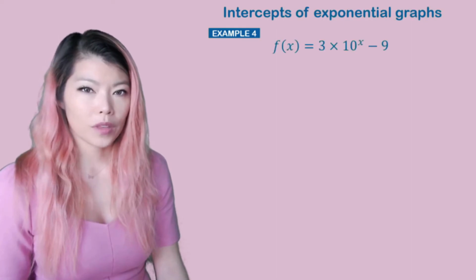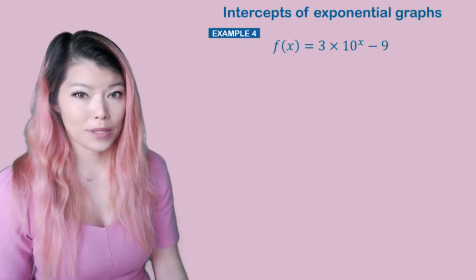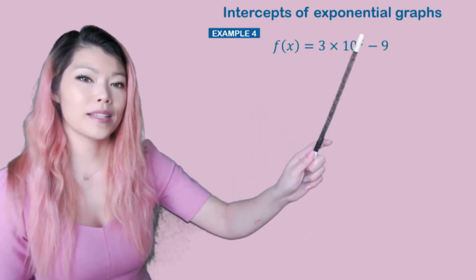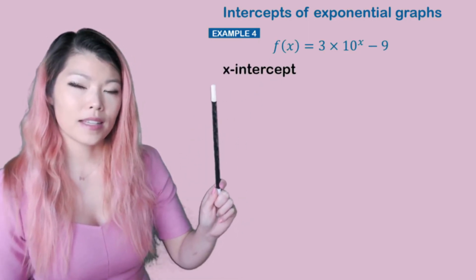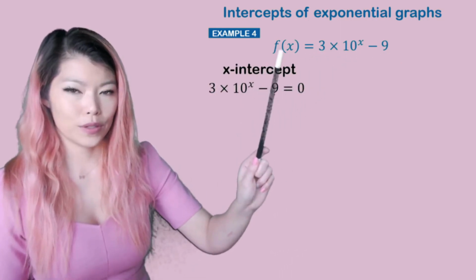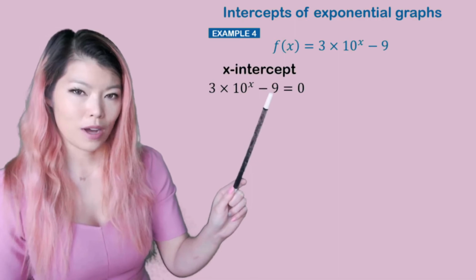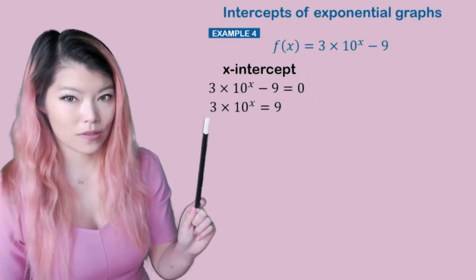Example 4. Knowing this skill, we can use it to find intercepts of our exponential graphs. So here we have y equals 3 times 10 to the x minus 9, or f of x. So for the x-intercept, we know we have to let y equal 0. So let all of that equal 0. And now we have to isolate x. How do we do that? Well, add 9 to both sides. Then we divide by the 3.